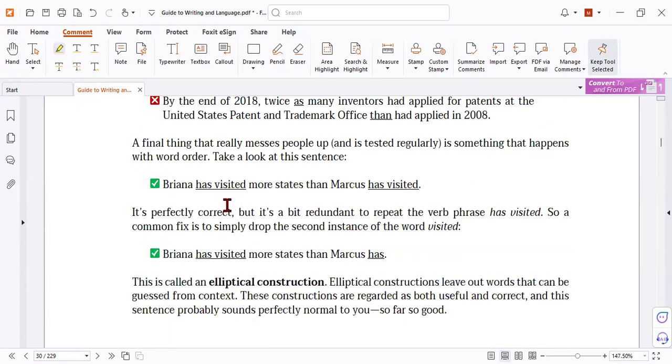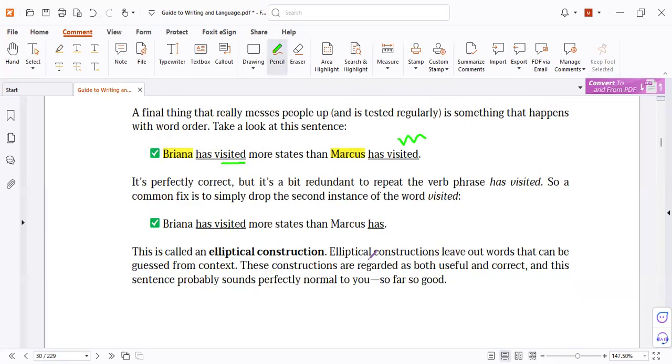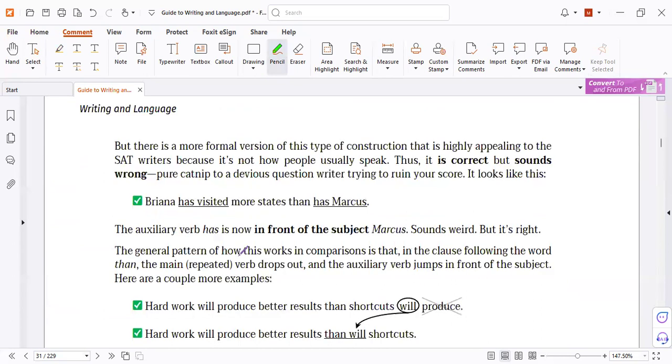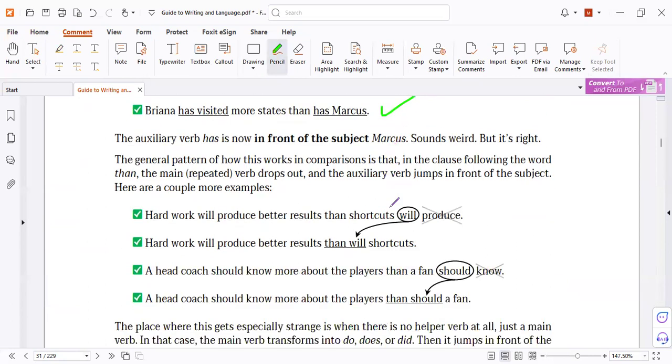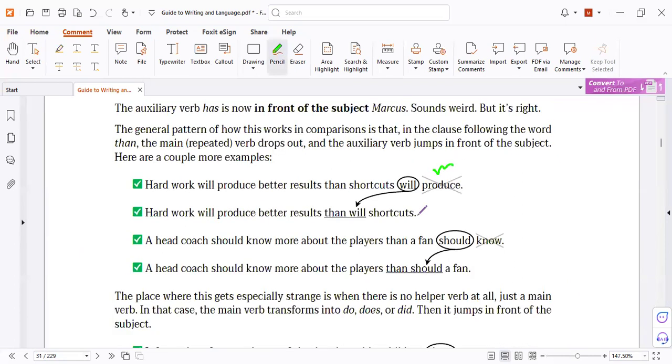Now we need to check. Is this structure correct? Brian has converted to Marcus. Has visited is correct. We have the ability to delete the main verb if it's the same, yes. This is called the elliptical. We can delete what is already understood. Another problem. Can we invert? Yes. No problem. But can we delete the main verb and use do or does? Yes.